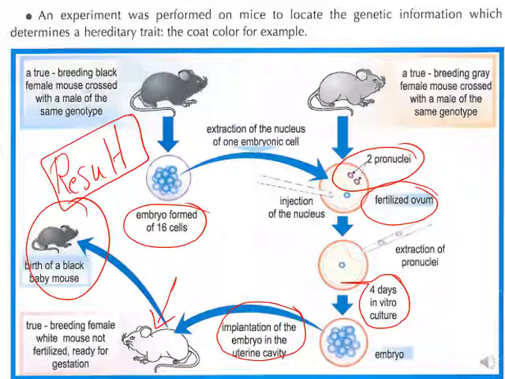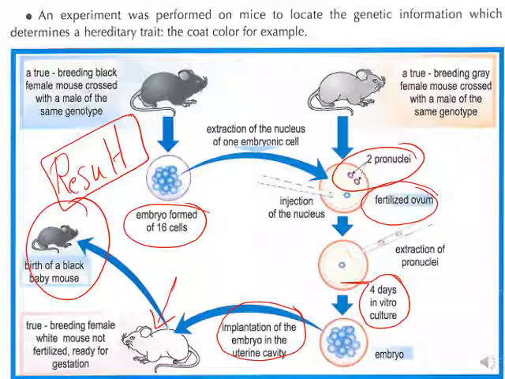So, what was the indication here? This means that the black color of the baby mouse was coded by information inherited with the nucleus of the embryonic cell of the black mouse, not the cytoplasm and the cell membrane of the ovum of the gray mouse, or the nutrition. So the one responsible for the genetic information is located in the nucleus. So the genetic information is located inside the nucleus.